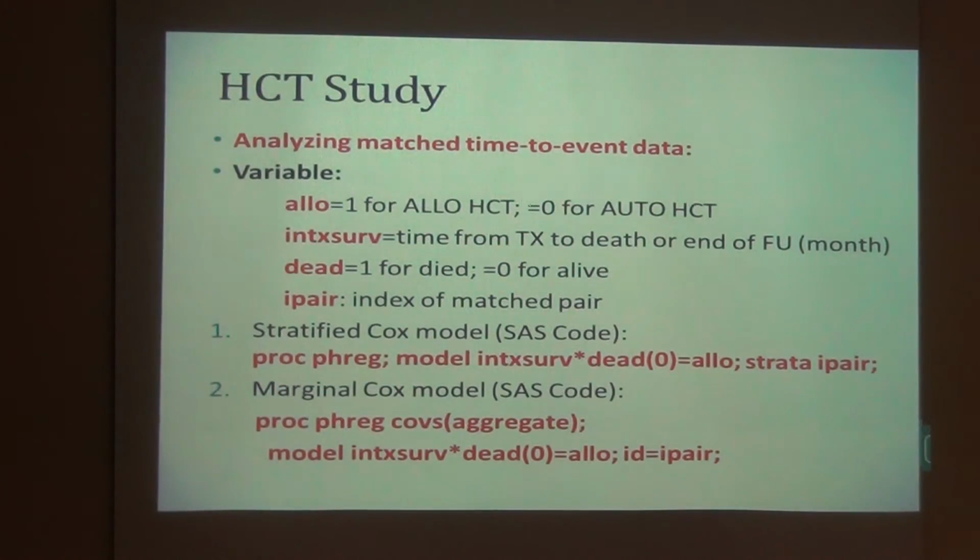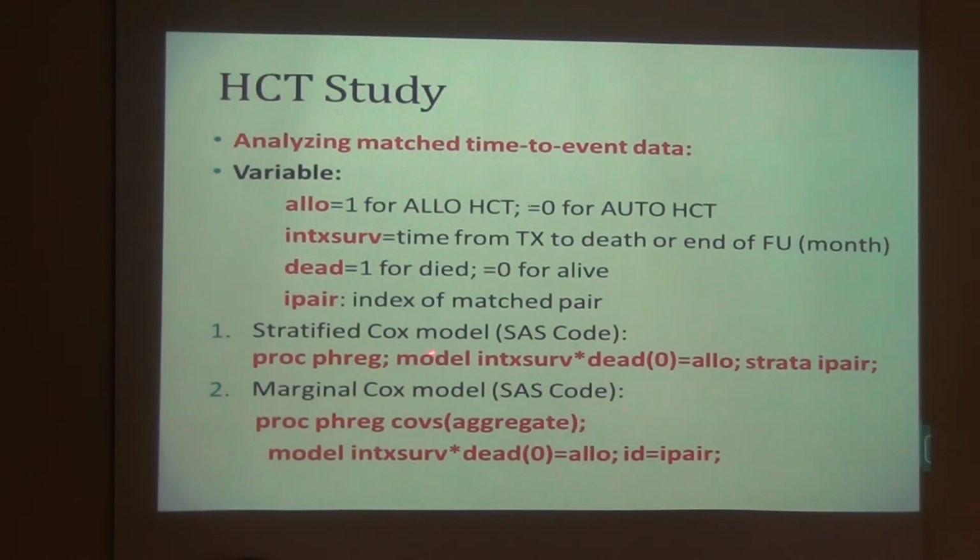So how do we analyze this data? Because this is time-to-event data, it's a little bit unique. If it's not time-to-event data and we compare the mean, we just use the paired t-test. If the outcome is 0-1, we can use a conditional logistic regression, conditional on the pair. For time-to-event data, there are two approaches: one is a stratified model, commonly the Cox model, and the other is called the marginal model.